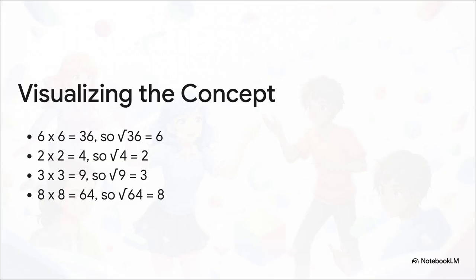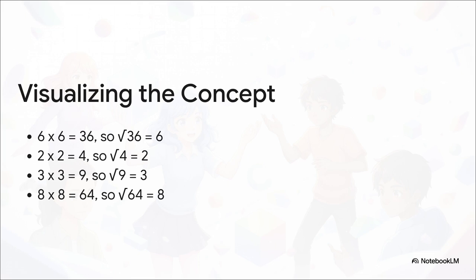Let's ground this with some undeniable, everyday examples. We all know that 6 multiplied by 6 gives us 36, right? Therefore, the square root of 36 is exactly 6. When you put 36 inside that root symbol, you're just pulling out the single number that created it. It's the same exact deal for the others.